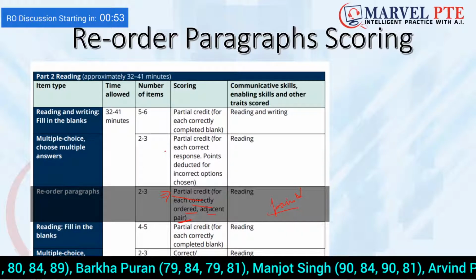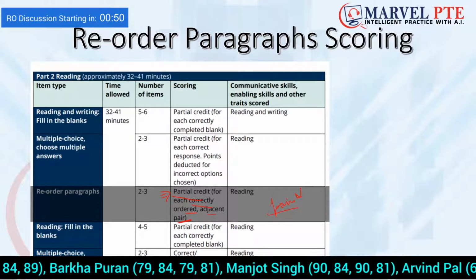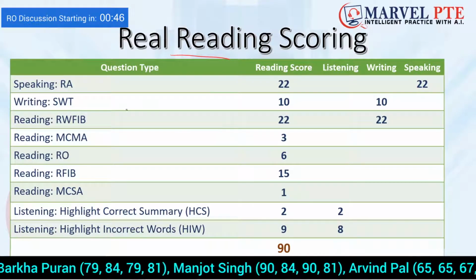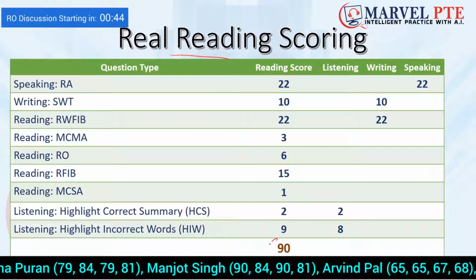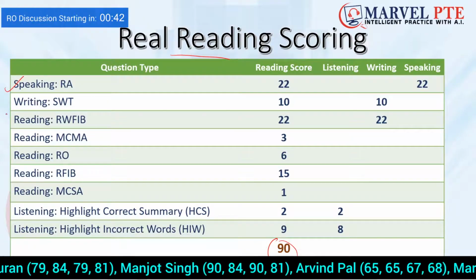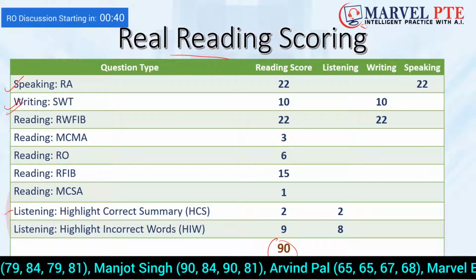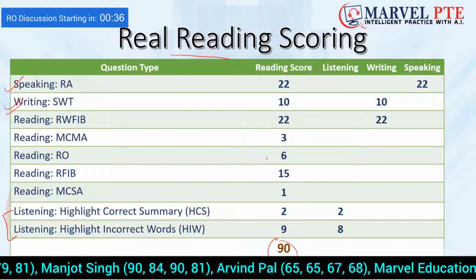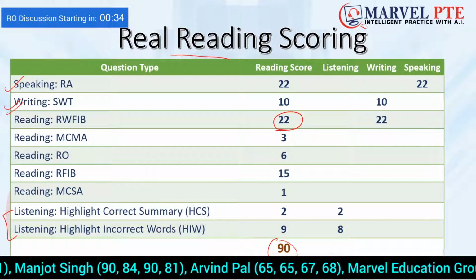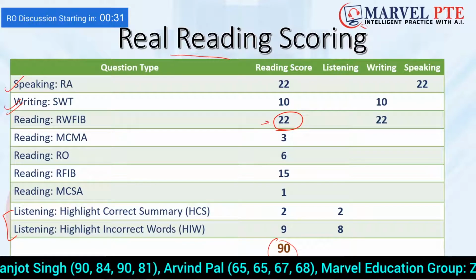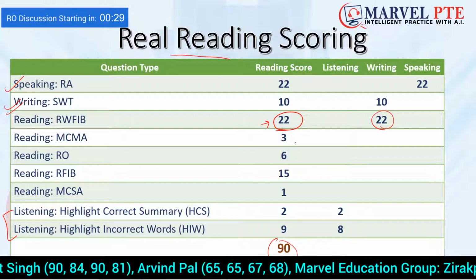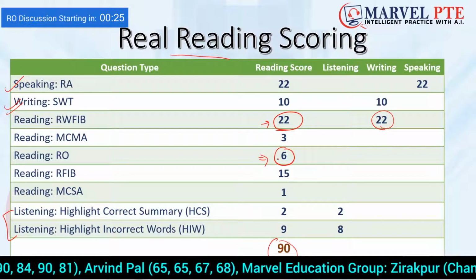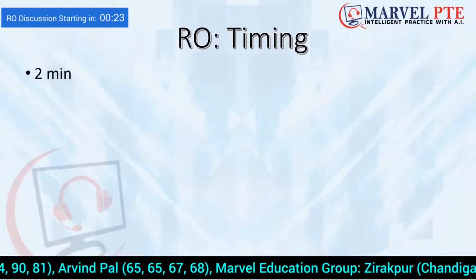This is a screenshot from Pearson's website score guide, and let's see the real scoring of PTE Reading. As you can see, the 90 of reading comes from speaking section, from writing section, as well as listening section. And in reading section, the most important one is your reading and writing filling the blanks, because they contribute 22 marks to your reading, 22 marks to writing. And today's topic is of reorder paragraph, which contributes 6 marks. So these are important ones.